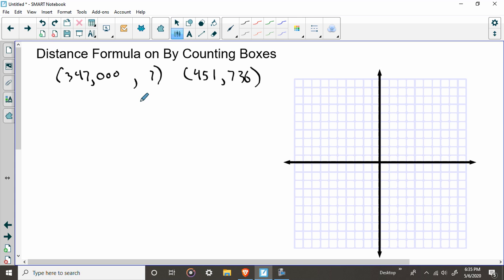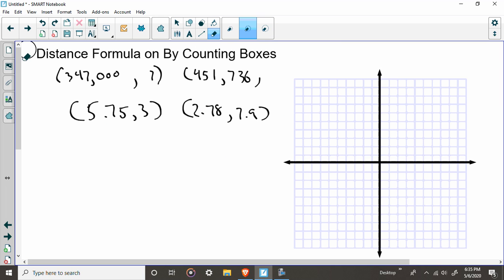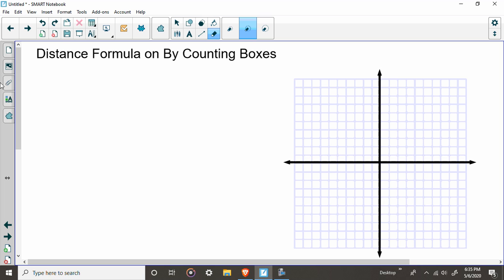So I do just want to caution you guys that if you have very large numbers, or what if I said it was this? What if I told you it was 5.753 and 2.78, 7.9, and those are your points. Those could be your points, right? Graphing is not going to bail you out. So if you want to understand it conceptually through the graph, that's fine, but you can't totally rely on it. You're going to have to know how to use the Pythagorean theorem and the distance formula, okay?